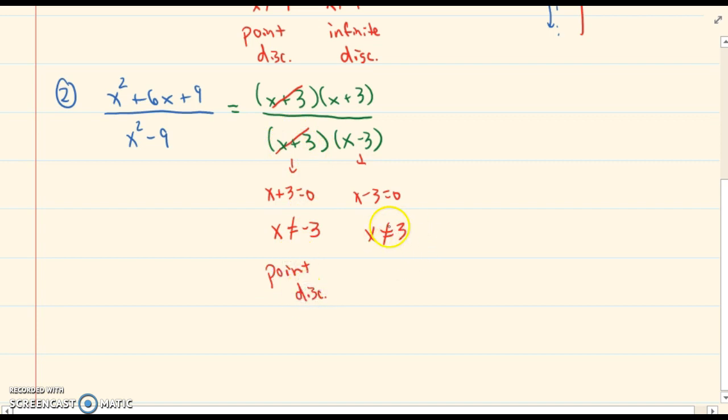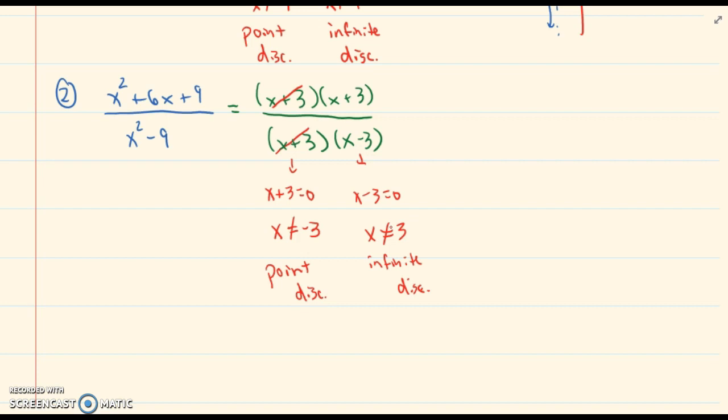And x equals 3 would indicate, I could spell it correctly here, an infinite discontinuity. And so again, there'll be a vertical asymptote at x equals 3. And a vertical asymptote, again, is a line that the graph can never touch at that particular value.